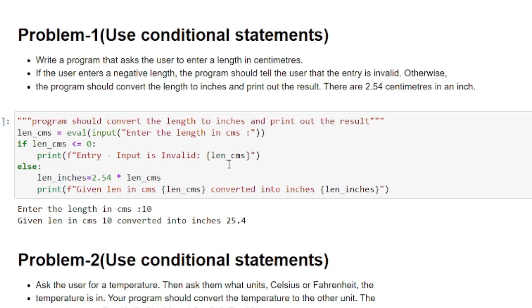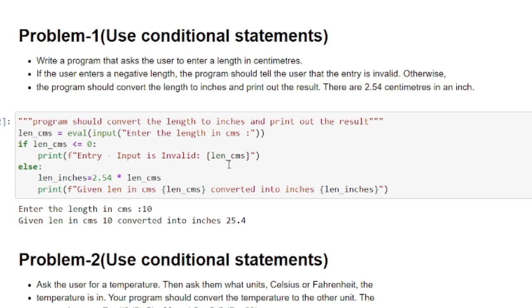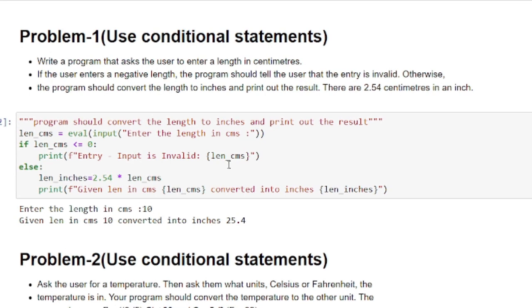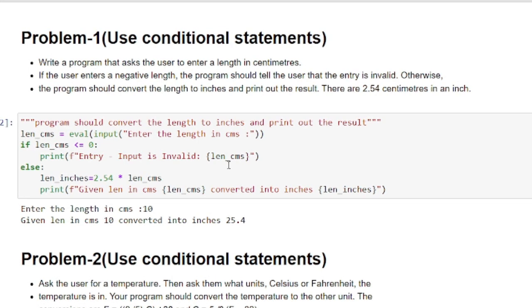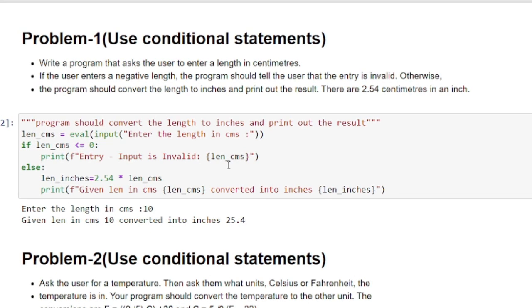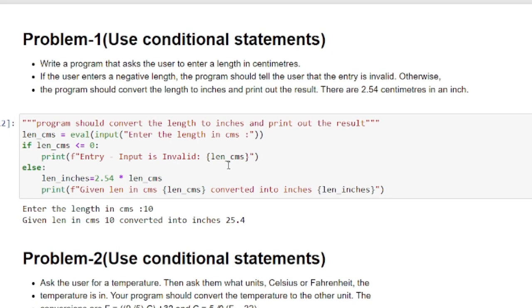Problem number 1. Write a program that asks the user to enter a length in centimeters. If the user enters a negative length, less than 0, the program should tell the user the entry is invalid. Otherwise, the program should convert the length into inches and print out the results. The hint given is that there are 2.54 centimeters in an inch.